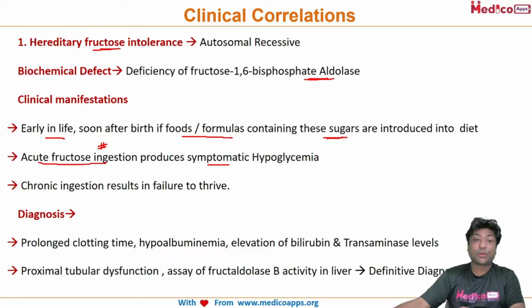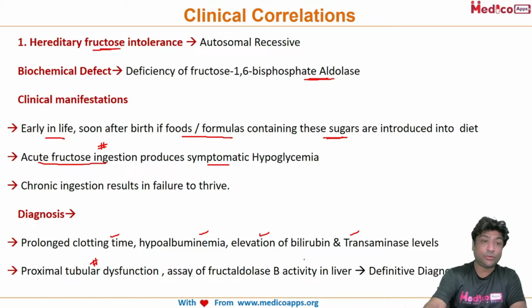And because this fructose 1 phosphate is toxic, it will lead to a lot of liver toxicity symptoms like increased clotting time, hypoalbuminemia, increase in bilirubin and transaminase levels. It can even cause proximal tubular dysfunction. So this is basically hereditary fructose intolerance.